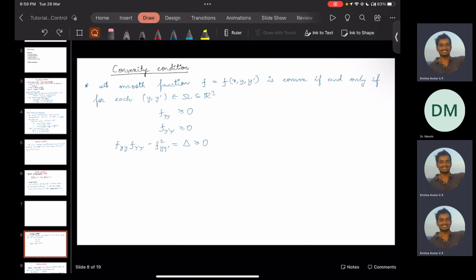Now let's review the convexity condition. A smooth function f equal to f(x, y, y prime) is convex if and only if, for each y and y prime an element of omega, a subset of R2, the conditions are that the double derivative of f with respect to y is greater or equal to 0, the double derivative of f with respect to y prime is greater or equal to 0, and f_yy times f_y'y' minus f_yy' squared, which is delta, is greater or equal to 0.